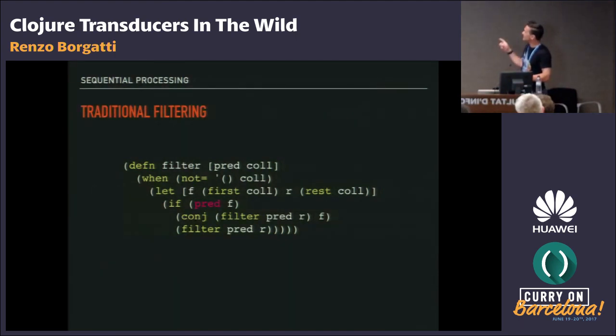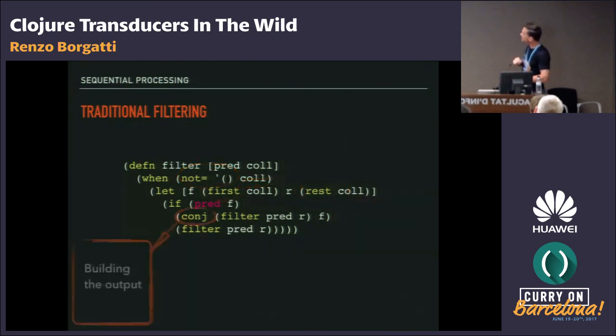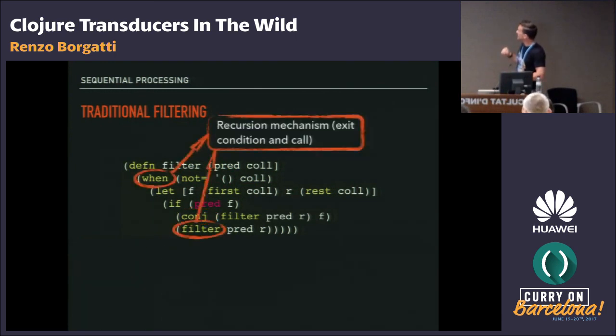So type abstraction, where is the type abstraction here? We still have, again, first, rest, and not equal to an empty list. Similarly, we are building again the output with conj. We have the same recursion mechanism. When some exit condition is met, stop the recursion, if not recur, and filter, calling again.